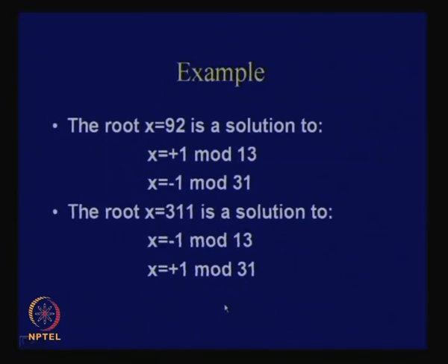Now if you take these two systems, that is x equal to plus 1 mod 13 and x equal to minus 1 mod 31, you see that you get one root, which is x equal to 92. 92 satisfies both these equations, because if you divide 92 by 13, you get a remainder of 1. If you take 92 plus 1, you get 93, which is divisible by 31. Similarly in the other case. So, this system gives you two further non-trivial roots.